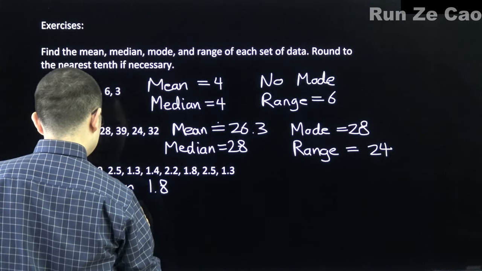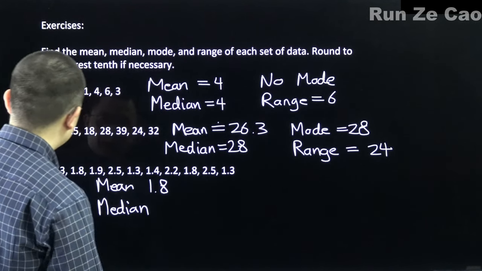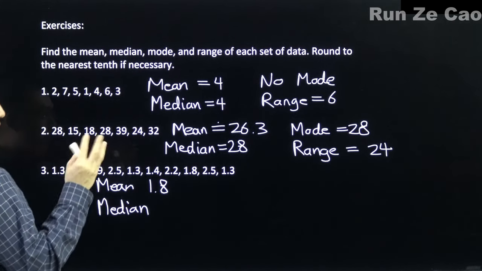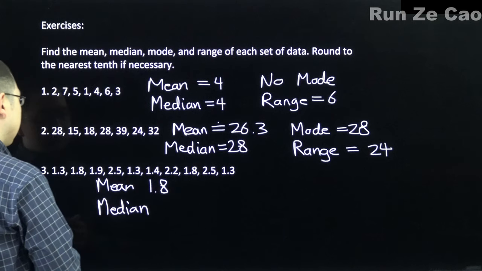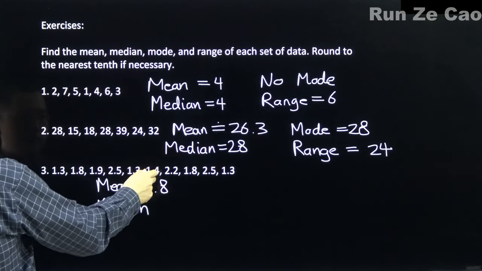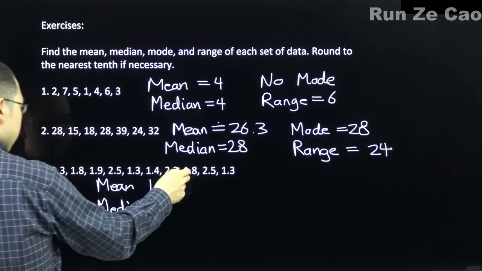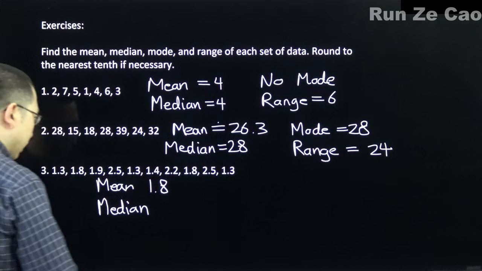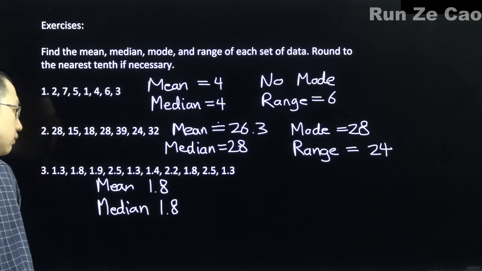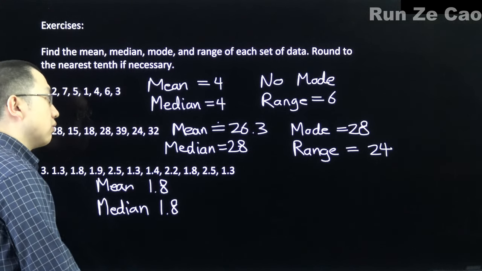Median. Well, we have 1.3, 1.3, 1.3. There are 10 data points, so it's going to be the average of the 5th and 6th. So 1, 2, 3, and then 4, 5, 6. Okay, the average of 1.8 plus 1.8 divided by 2 equals, of course, still 1.8.